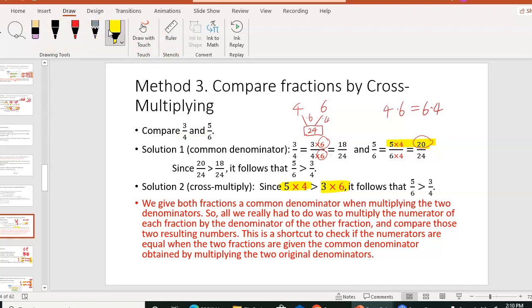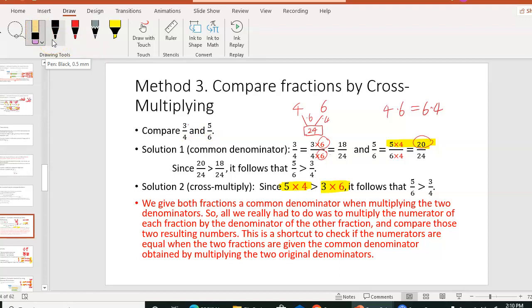So we're going to multiply the denominators, which means 4 times 6 or 6 times 4. Because if you have 4, you're going to have to multiply by 6. If you have 6, you're going to multiply by 4. Again, if you don't look at the bottom, you just look at the top, 3 times 6, which is literally cross multiply. 5 times 4, it's cross multiply. Okay, so that's what this sentence means here.